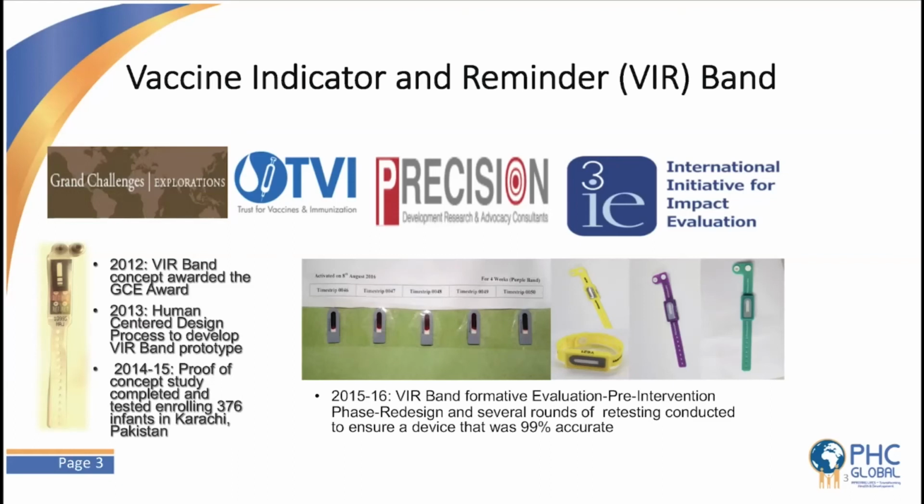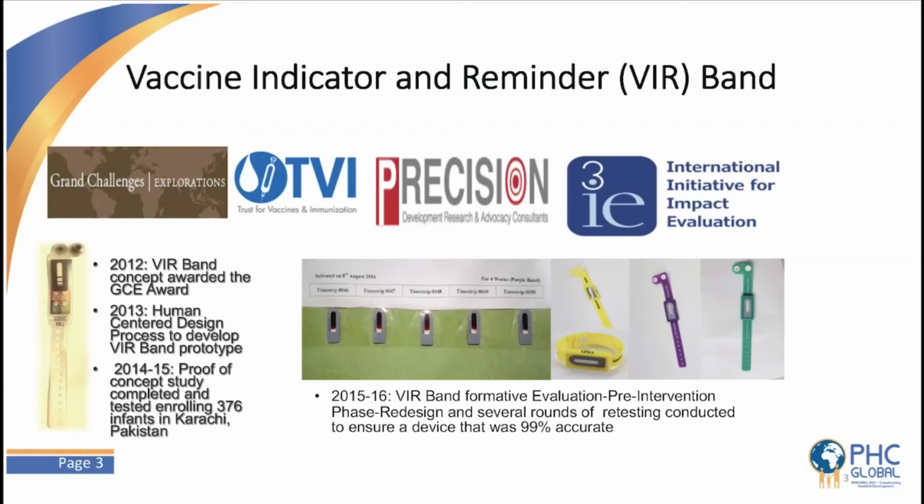The VIR band proof of concept study, funded by the Gates Foundation, was completed in 2015, and the learnings from it were used to refine the second generation VIR band and the formative evaluation study. The VIR band consists of 3 color-coded bands. The yellow band is given at the time of first vaccination visit, acting as a reminder for the second visit. The second purple band is given at the time of the second visit and as a reminder for the third. And the third green band is given at the time of the third visit as a reminder for the fourth visit.